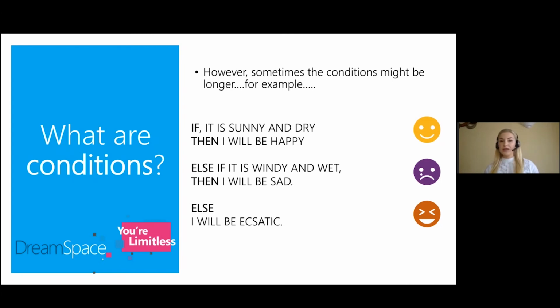So if it's sunny and dry, I'll be happy. Else, if it's windy and wet, I'll be sad. And else, the only other option, so if it's not sunny and dry, and it's not windy and wet, so if it's maybe snowing, I'll be ecstatic. So that's 3 different conditions. The conditions are sunny and dry, windy and wet, and finally snowy, or any other option. Maybe hailstones, maybe thunderstorm. Those are my conditions. If it's sunny and dry, I'll be happy. Windy and wet, sad. And else, or any of the other conditions, I'll be ecstatic. So they're setting our conditions.